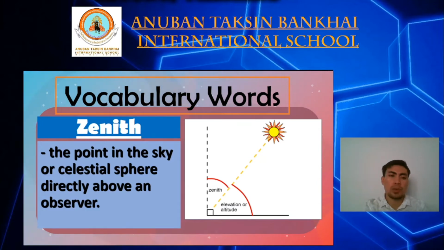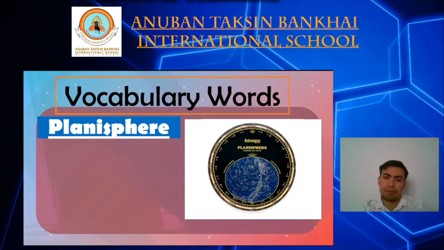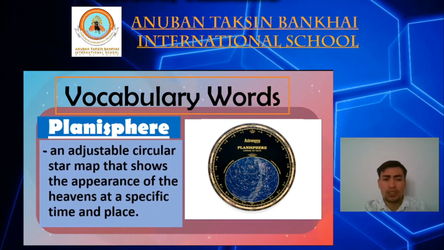The next word is planisphere. Planisphere is an adjustable circular star map that shows the appearance of the heavens at a specific time and place. So you can buy this chart. You can buy this in Lazada if you are interested to study about the stars. Here, I will show you a video later on how to use this planisphere.